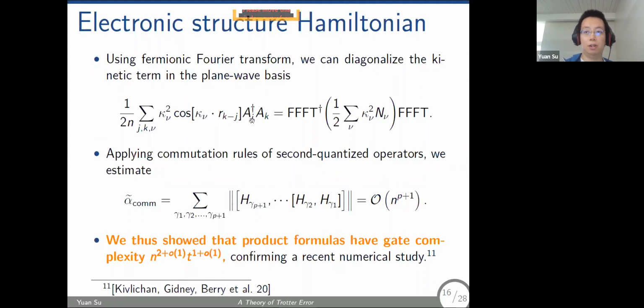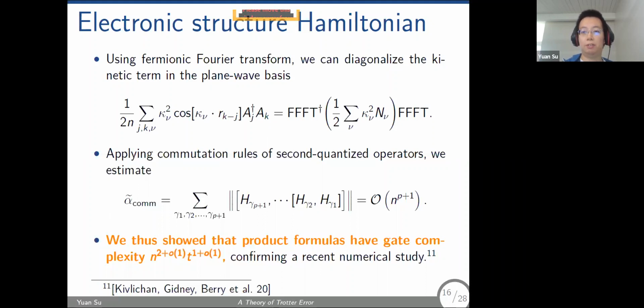Right? So although you have two indices, j and k, the coefficient only depends on the difference of k and j. So you have k minus j here. So in other words, it's more like a translation invariant coefficient matrix. And this can be diagonalized by the Fourier transform. So in this case, we're using a fermionic version of the Fourier transform. And we can diagonalize that with some commuting terms. So you can directly implement using product formulas.